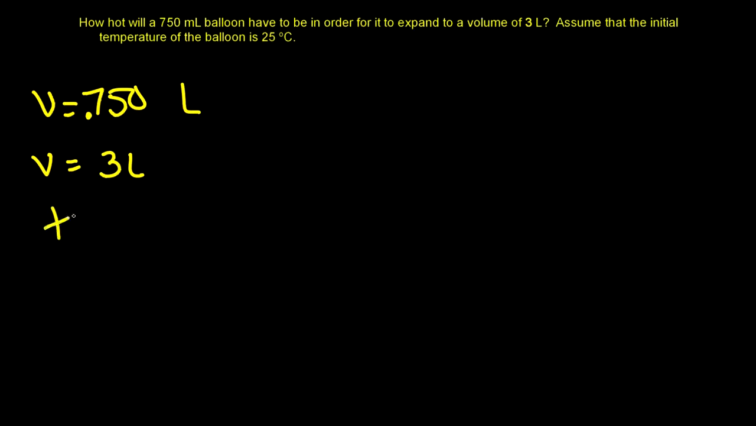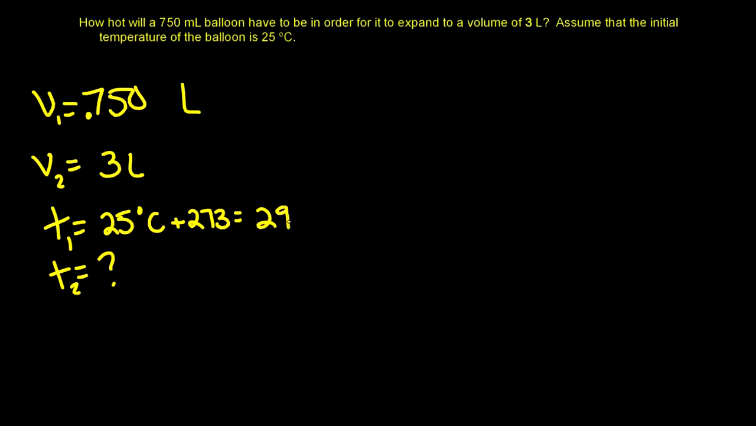So the temperature initially is 25 degrees Celsius. And we're looking for the final temperature. So this will be temperature 2. That makes that temperature 1 since it's initial. So now we got two volumes. We got to figure out which one is the first and which one is the second. So initially the balloon was at 750 milliliters and we changed it to 3 liters. So this is the first volume. This is the second volume. Next I got to make sure to change this temperature to Kelvin. So I add 273. So that's going to be 298 kelvins.